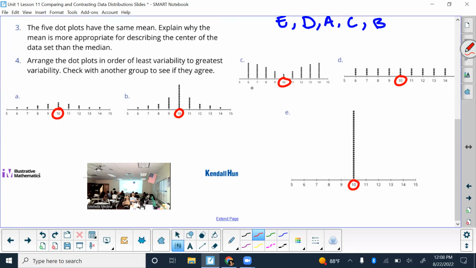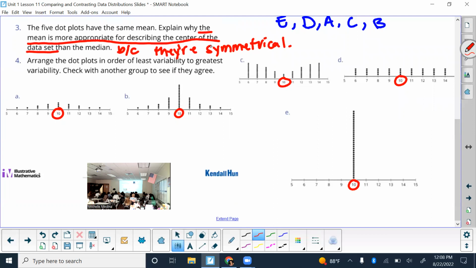Because all of these are symmetrical. So that answers your question 3. For question 3, you can write the mean is more appropriate for describing the center of the data because they're all symmetrical. All right, when you have data that is symmetrical, the middle number and your mean will be equal to each other.